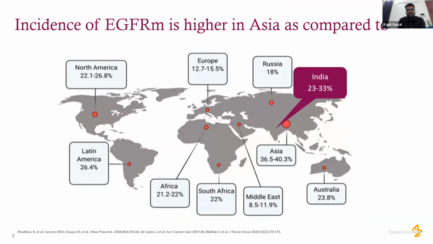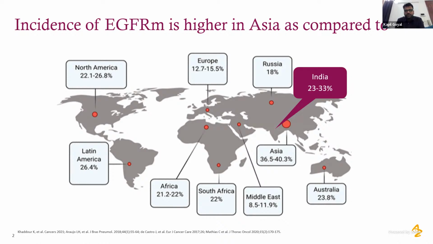If we look at the incidence of EGFR mutation in NSCLC, compared to the rest of the world, in Asia and particularly India, we see that the EGFR mutation rate is higher. In India, it is approximately 23 to 33% of the patients, that is one third of the total patients, while in further Eastern countries like Japan, Taiwan, and China, the incidence ranges from 35% to 40%.